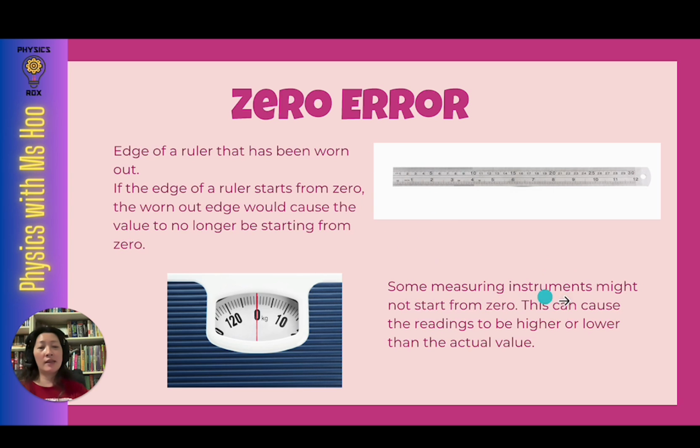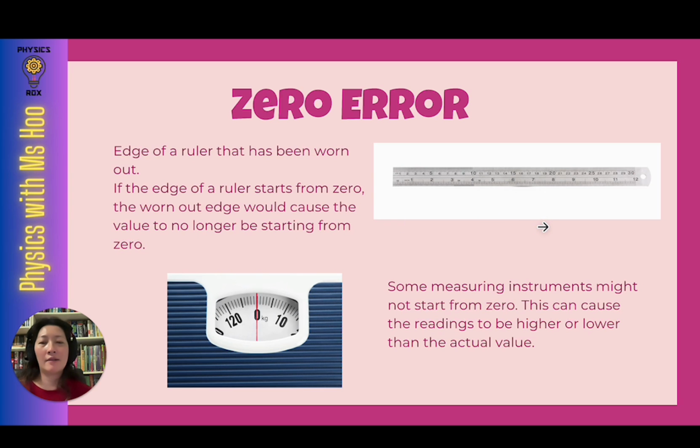So besides a ruler, you could also have things like a weighing scale. I'm sure some of you have experienced this before, right? You step on a weighing scale, like, oh my God, how did I suddenly gain, like 3 kg overnight? And then when you step off, you're like, no wonder. The scale didn't start from zero. It started from 3. So every time you step on it, it's going to add on an additional 3 kilograms. So this is the concept of zero error.